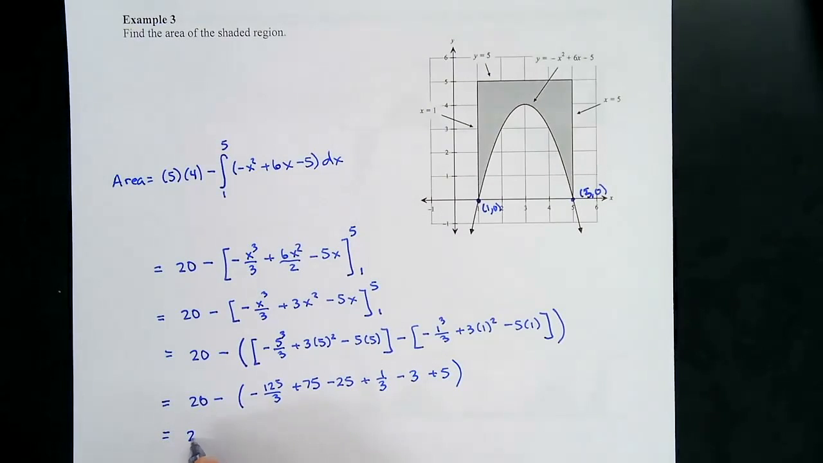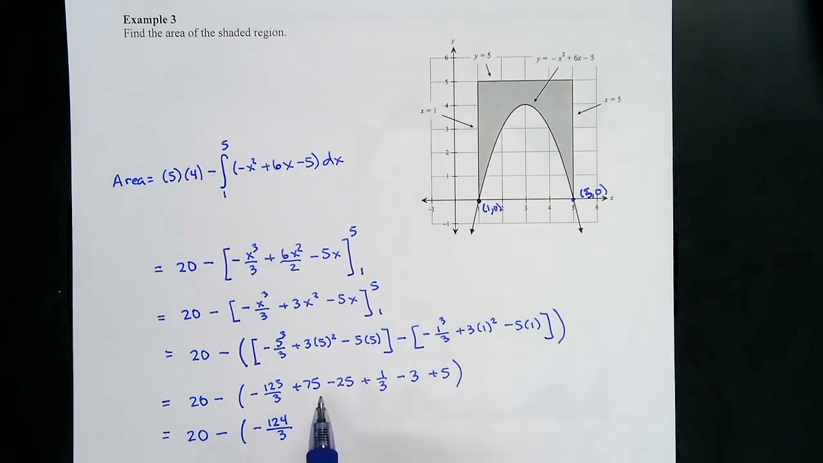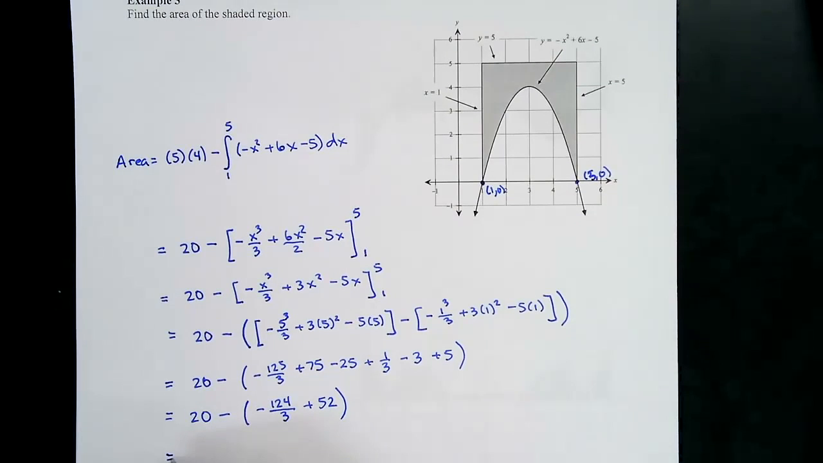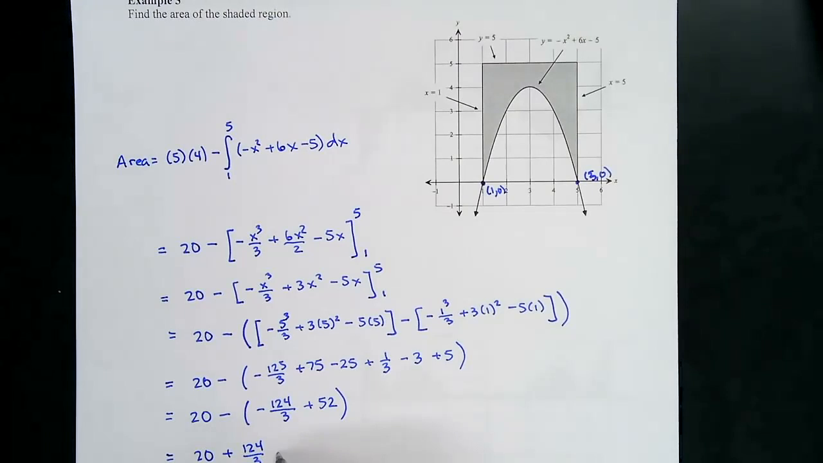Okay, so then this is 20 minus, all right, and negative 125 thirds plus 1/3, that's going to give us negative 124 thirds. I'm thinking 124 might be divisible by 3, okay? So then these two would give me 50, plus 5 would give me 55, minus 3 would give me 52. So plus 52. Okay, and so this gives you 20 plus 124 thirds minus 52.